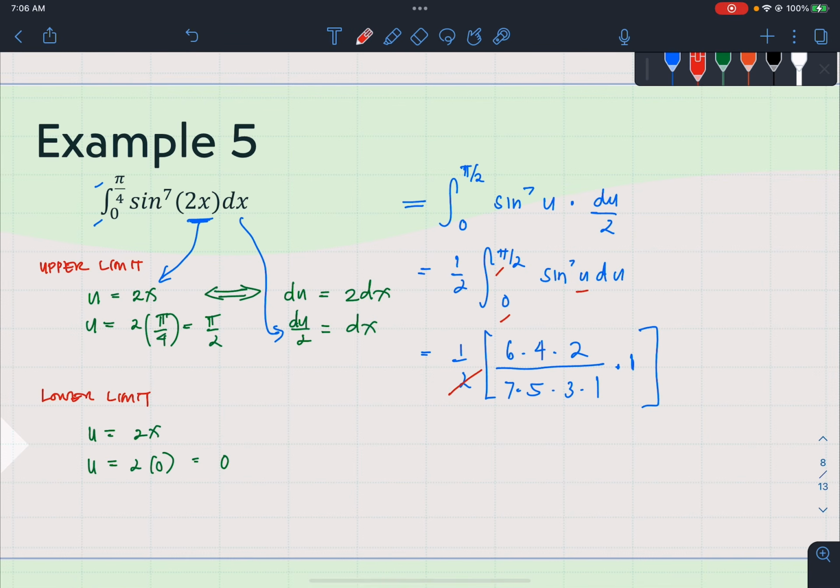And then we cancel out 2. So 6 and 3, 6 will become 2. How about 4? So nothing for 4. So therefore, I'll just have 2 times 4 will be 8 all over 7 times 5, 35. So the answer will be 8 over 35. So 8 all over 35. So that's how we do the transformation.